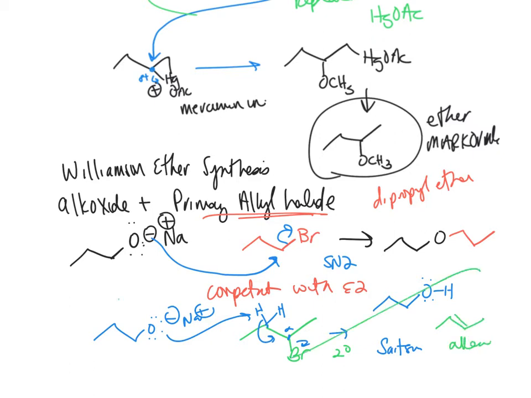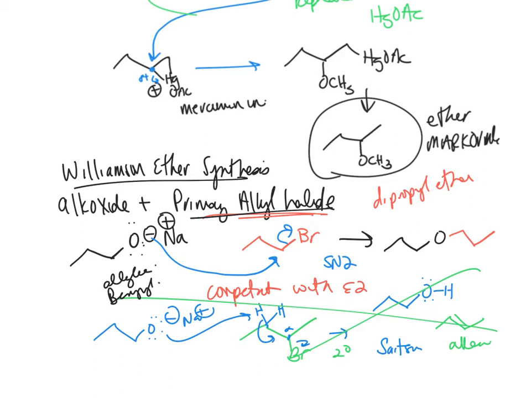Okay, and that's not what you want. You're not trying to make an alkene when you're setting up your reaction. So if you want to do the Williamson ether synthesis, you'll use a primary alkyl halide. You could also use an allylic alkyl halide, or benzylic would work fine, or even a methyl. Okay, but you don't want to deal with secondary or tertiary. Okay, that's how you make ethers.